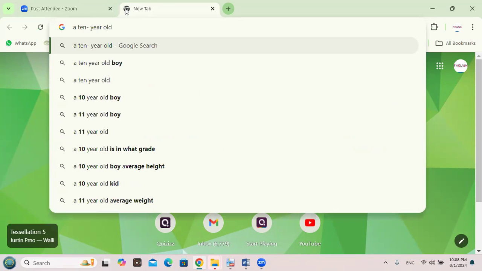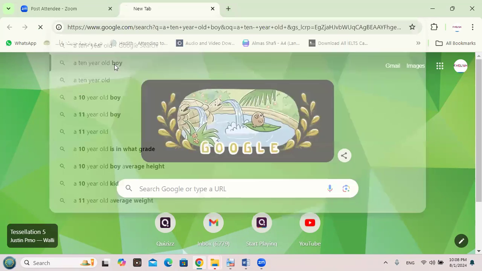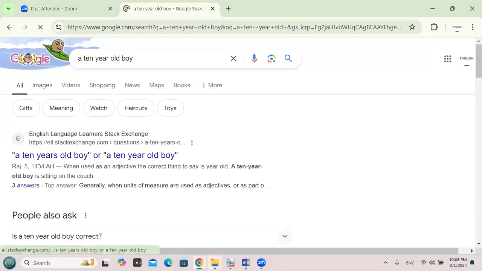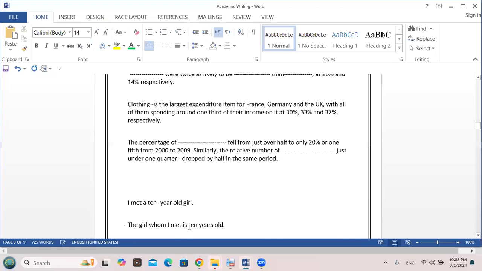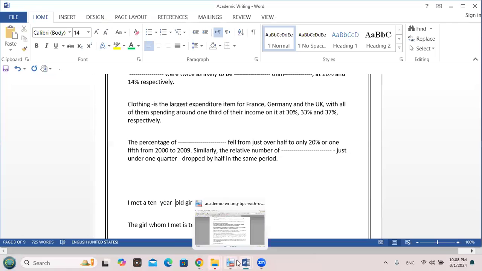For example, let's see how to write it. So you can say a 10-year, no, this one is wrong, a 10-year-old boy. Here we have a dash between year and old. Yes, we add the dash. Like sister-in-law or brother-in-law, this is a compound noun, not a compound adjective, so here we're supposed to add dashes. You got it? So here we have 2 dashes. But my point is we're not supposed to add s to the word years.